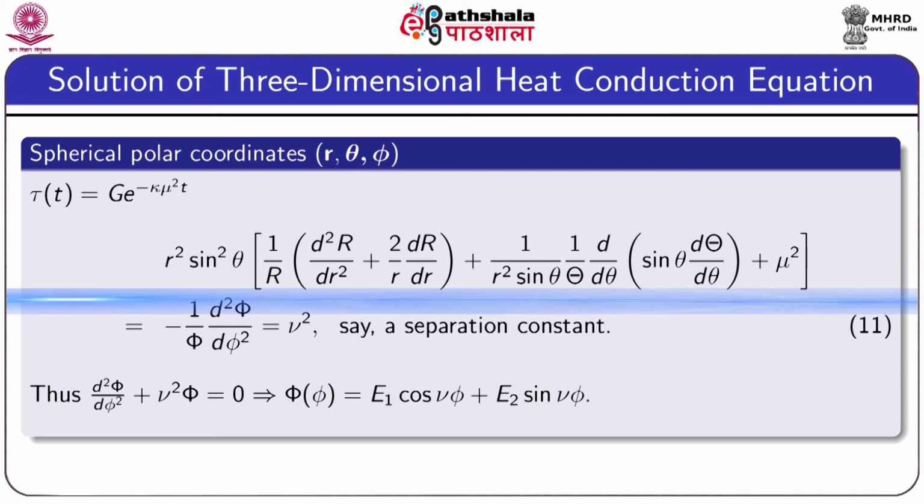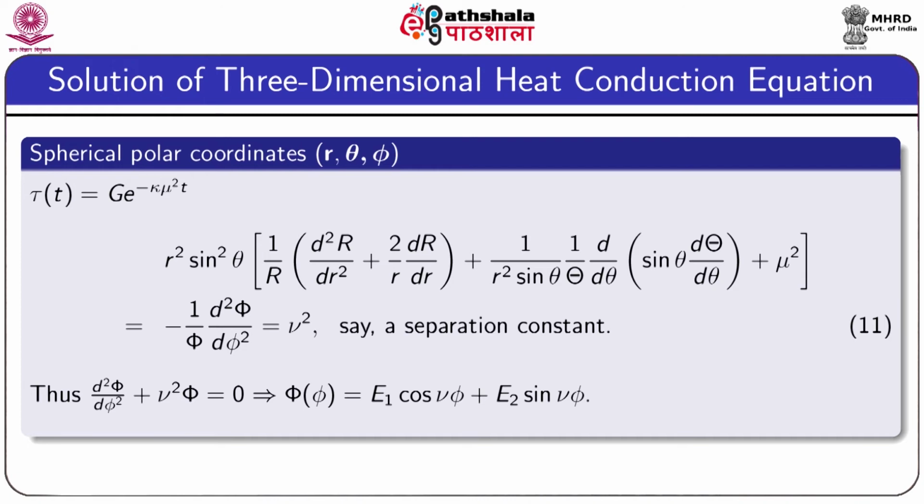Now this is the other equation. First we separate the phi equation from the r and theta equation, and we take nu square as our separation constant. So equating these last two quantities, we get d2 phi by d phi square plus nu square phi equals 0. We obtain the solution as phi equals E1 cos nu phi plus E2 sin nu phi.